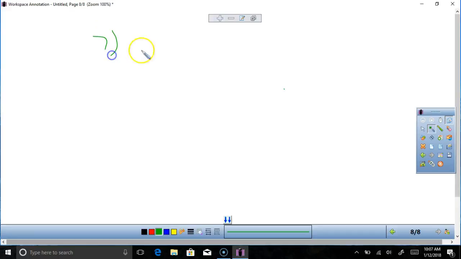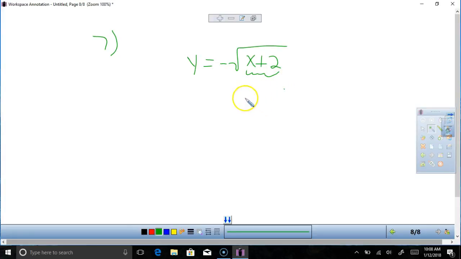To continue, number 7. So our graph is y equals negative square root of x plus 2. We have to say what happened. Well, we're adding 2 on the inside. So if you're adding 2, you go the opposite. So you're going to the left 2 units. That's the horizontal movement.